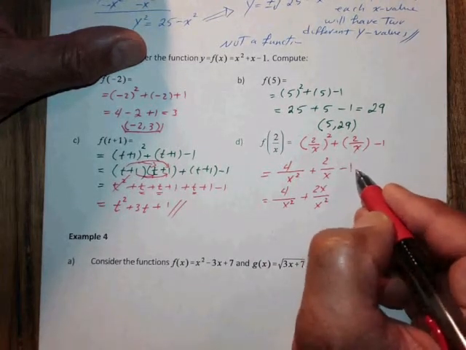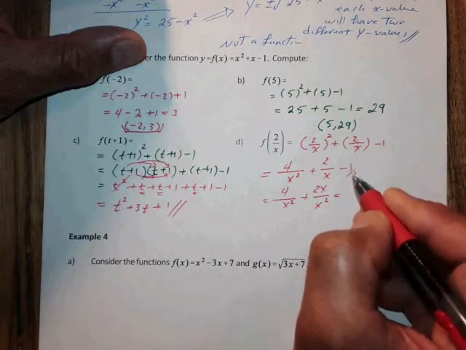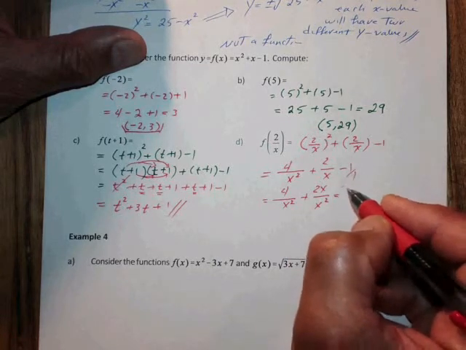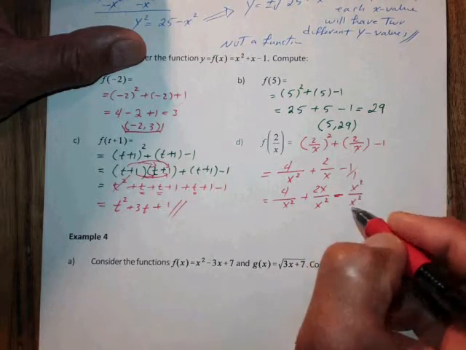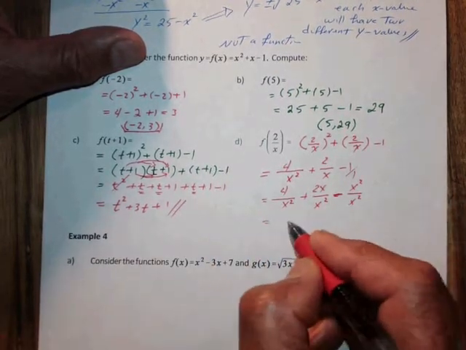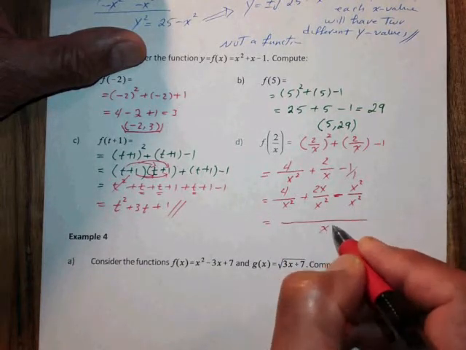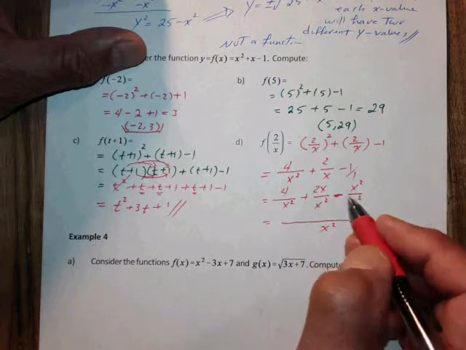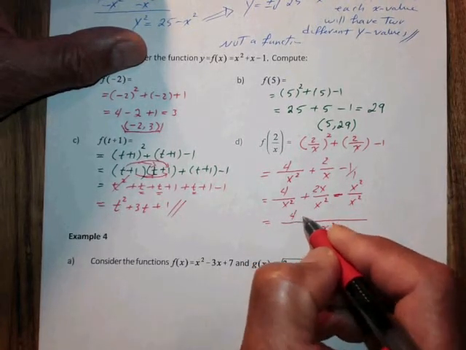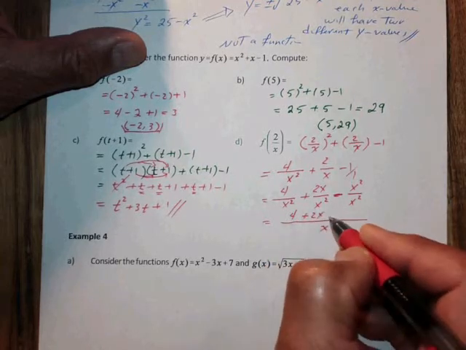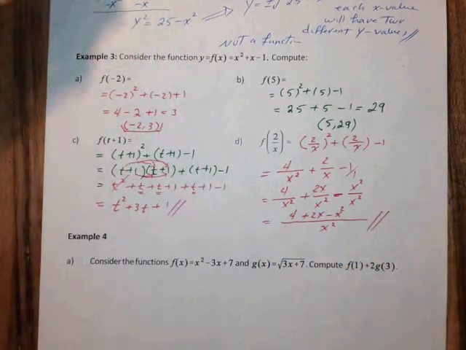And 1 is actually 1 over 1, so to make it x squared, you have to multiply both of these two ones by x squared. So minus x squared over x squared. The reason I did that is because now you have the like denominators, so you write that, and you put the numerators together according to the sign that you see. So it's going to be 4 plus 2x minus x squared, and that's it. End of this problem.